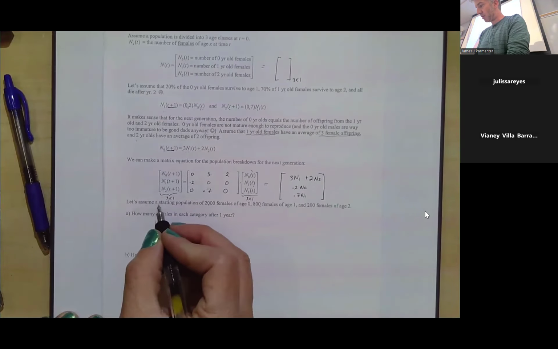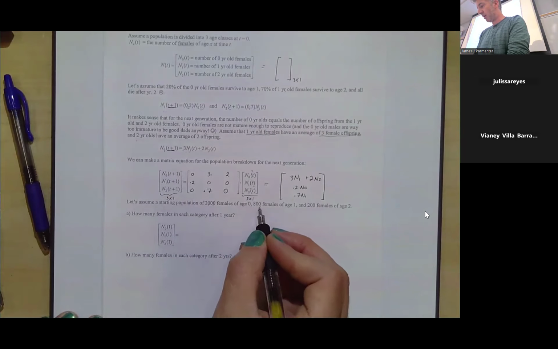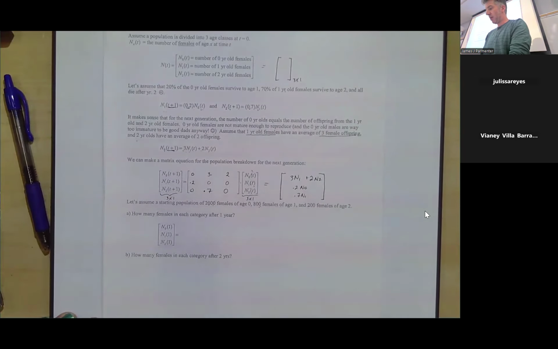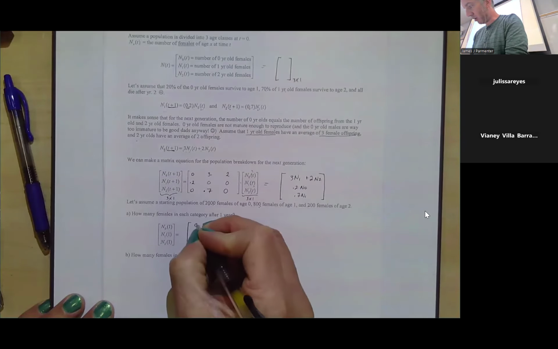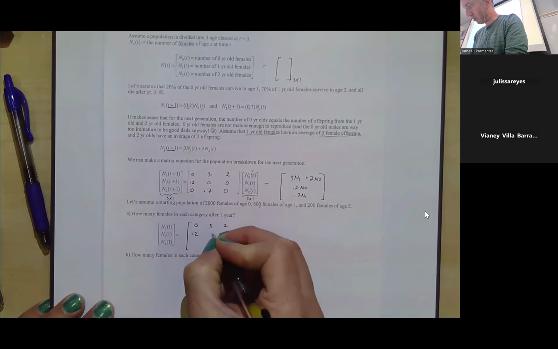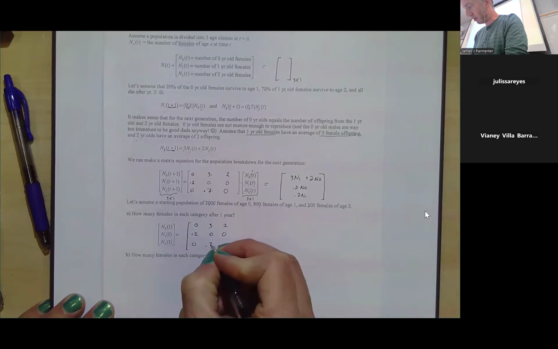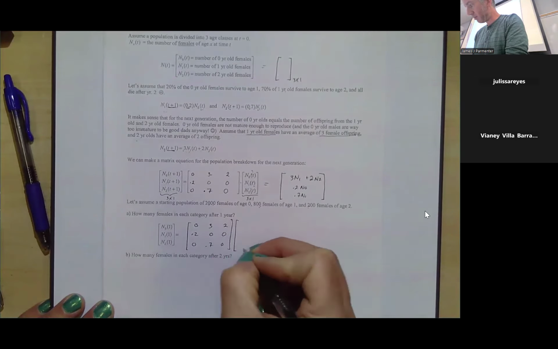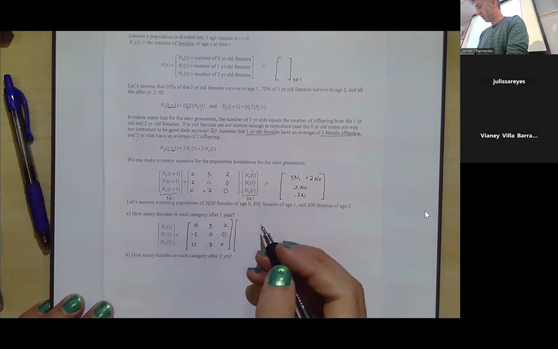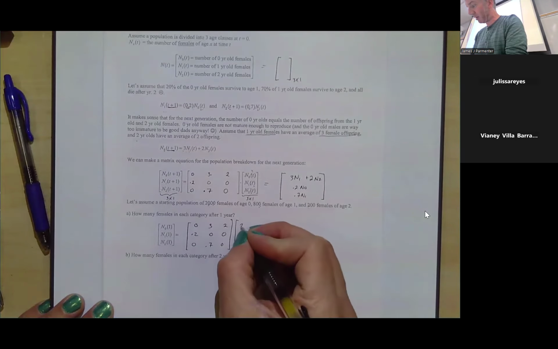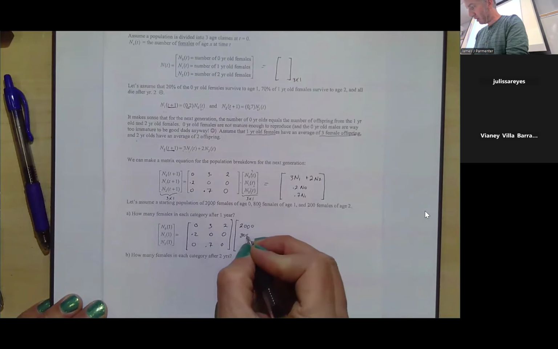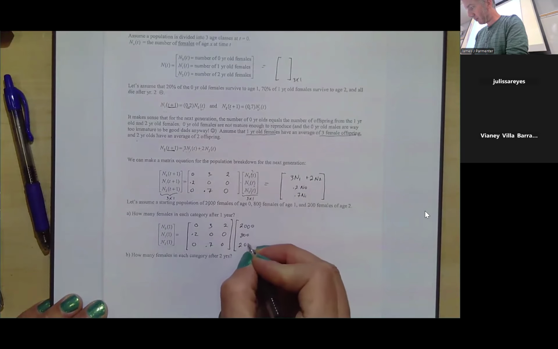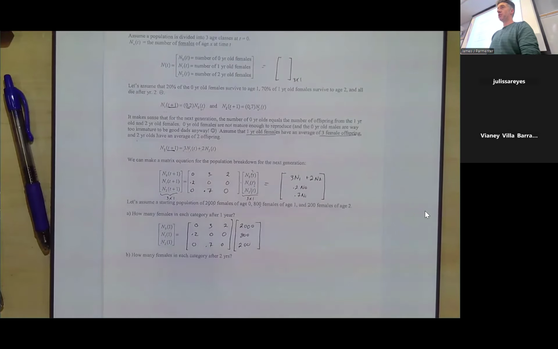So let's assume a starting population of 2,000 females of age 0, 800 females of age 1, and 200 females of age 2. How many females are in each category after 1 year? Well, that's not too terrible. We're going to take our matrix here, 0, 3, 2, 0.2, 0, 0, 0, 0.7, 0, and multiply it by the starting population matrix, the 3 by 1 matrix that has 2,000 for the number of age 0s, or 0-year-olds, 800 for 1-year-olds, and 200 for 2-year-olds. And then we're going to do the multiplication.